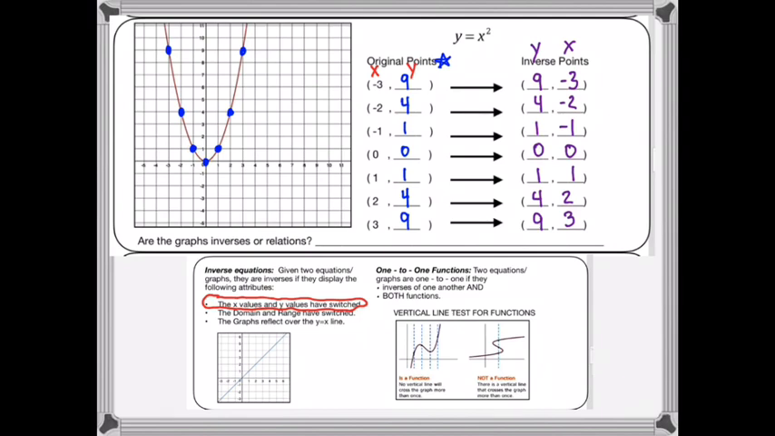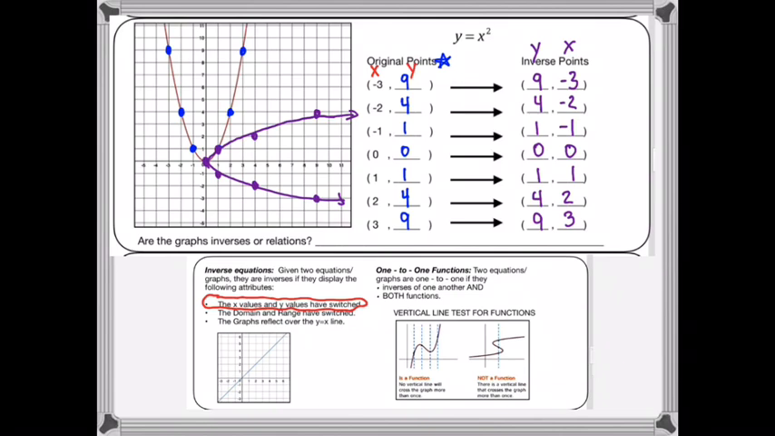So now I have a set of inverse points, and I'm going to start graphing those out. Let's start at the top here: I'd have 9, -3, okay, and 4, -2, 1, -1, 0, 0, 1, 1, and then 4, 2, and then 9, 3, okay? And I can trace the parabola like this. Okay, so there is the not-so-great parabola, if you will, that's over on its side.